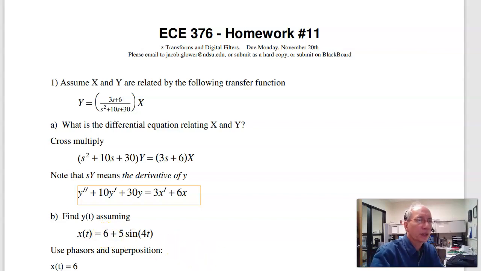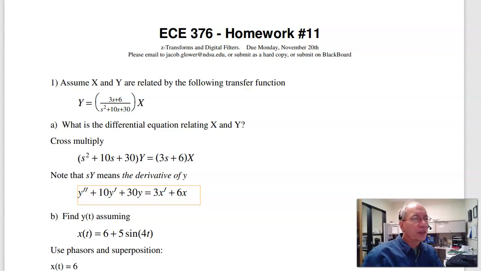Here are our solutions to homework set number 11 for ECE 376 Embedded Systems. This homework set looks at Z-transforms and digital filters. Basically anything you can do in hardware, you can do in software, including designing filters. Now the first problem actually looks at analog, more of a hardware type of filter.